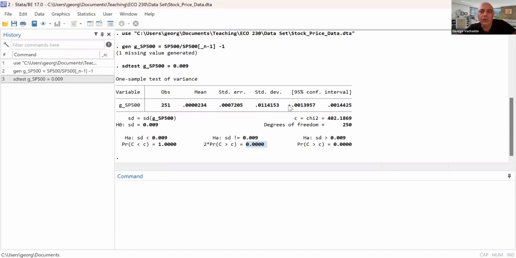You can look at this to verify that you are making the correct decision. You can look at the 95% confidence interval of the standard deviation. That confidence interval is basically between 0.13% and 0.14%, which is below 0.9%. So that's why your decision to reject H0 makes sense.